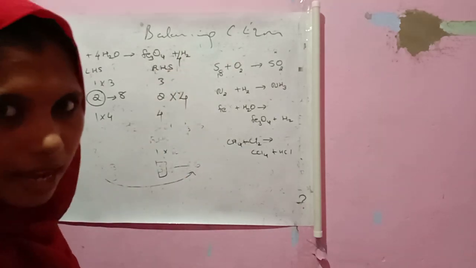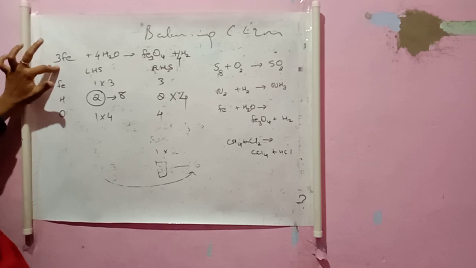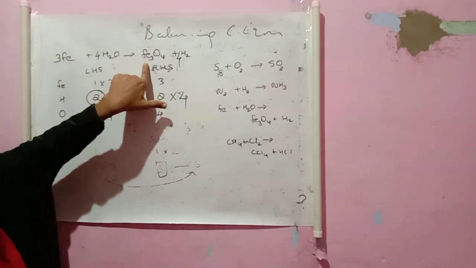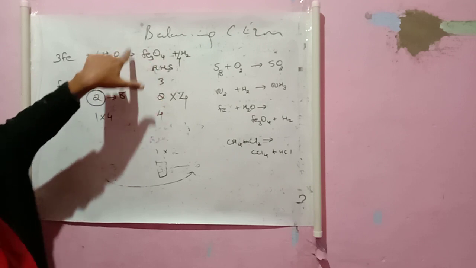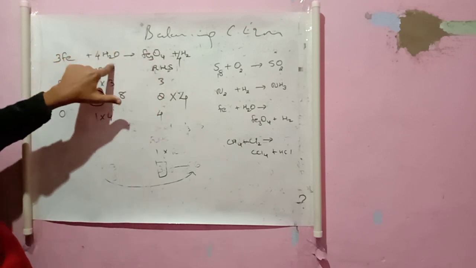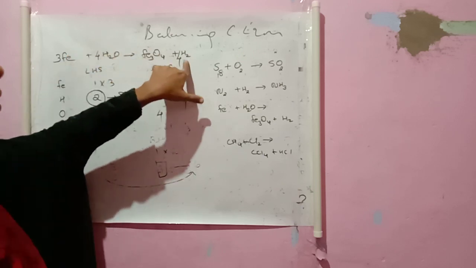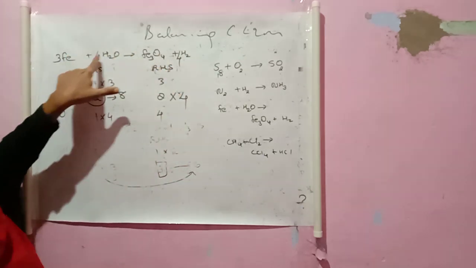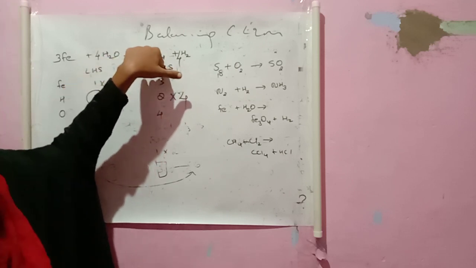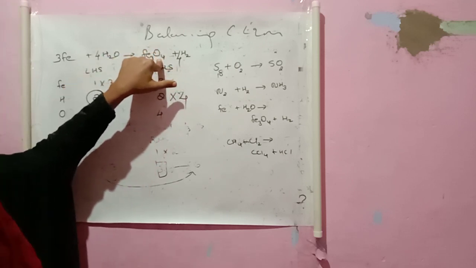So our balanced chemical equation is 3Fe plus 4H2O gives Fe3O4 plus 4H2. Look here, 3 iron atoms, and in Fe3O4 also 3 iron atoms. 4H2O means 4 into 2, 8 hydrogen atoms, and here also 8 hydrogen atoms. 4O, here 4 oxygen atoms, and here also 4 oxygen atoms. I think you are clear with this.